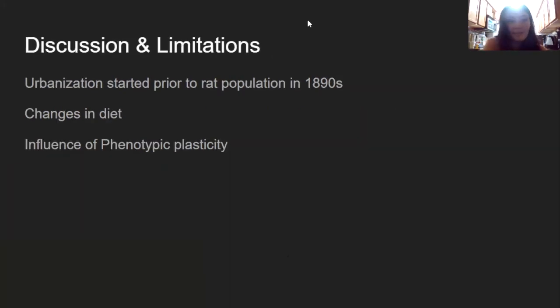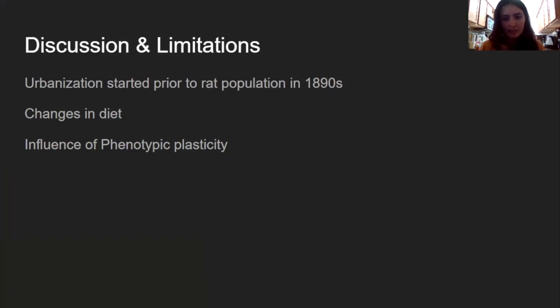So I want to talk about the limitations of the paper. They did say that some of their results, or some of this directional selection, could be related to the influence of phenotypic plasticity. And we won't know how the environment has shaped these traits and to what degree necessarily. And then there were 2 other limitations.